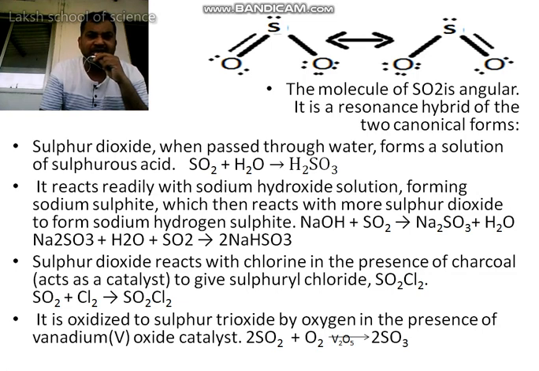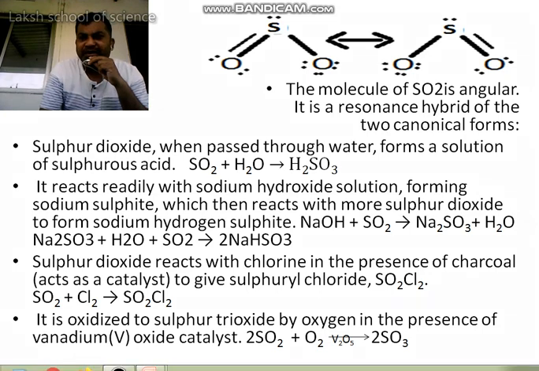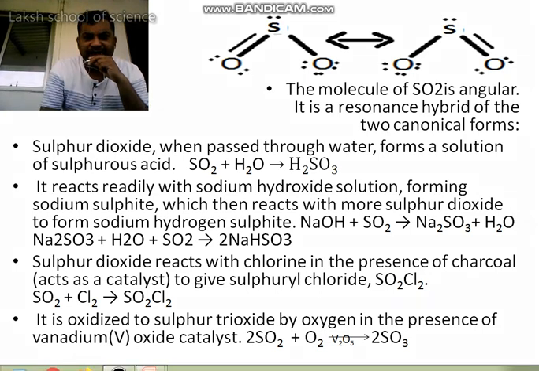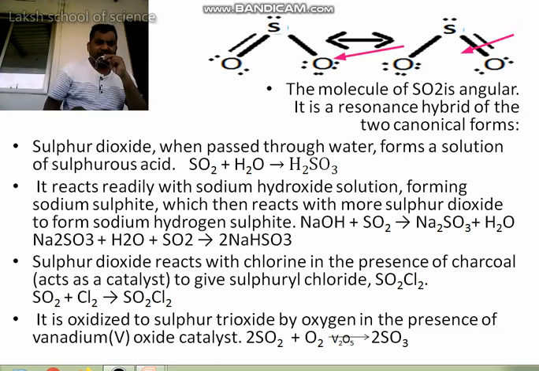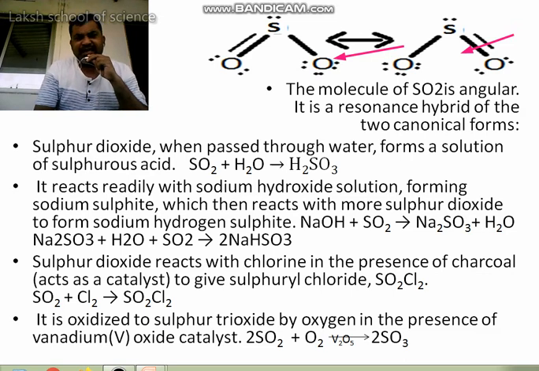The molecule of sulfur dioxide is angular. It is a hybrid of the two canonical forms. So this is the form of sulfur dioxide. You can check that this is sulfur dioxide, which is resonance stabilized. So that will be our idea. Where is the resonance? The double bond is on the left side in one structure and on the other side in the other structure of sulfur dioxide.